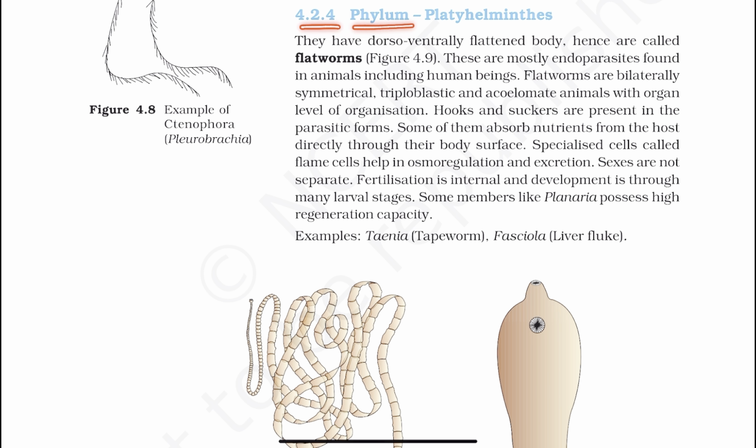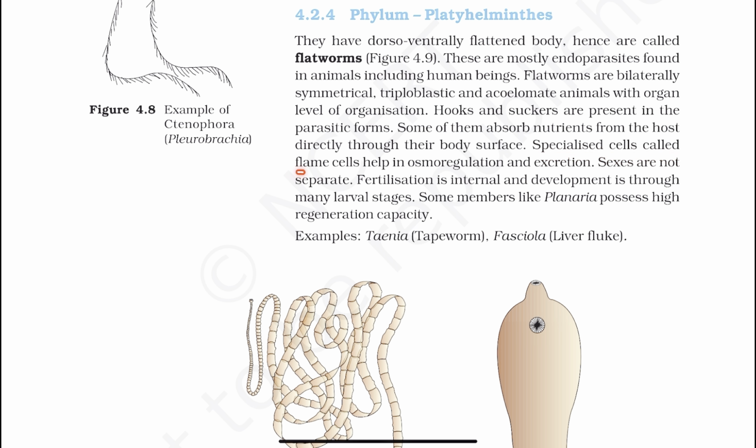4.2.4 Phylum Platyhelminthes. They have dorsoventrally flattened body, hence are called flatworms. Figure 4.9. They are mostly endoparasites found in animals, including human beings. Flatworms are bilaterally symmetrical, triploblastic, acoelomate animals with organ system level of organization. Hooks and suckers are present in the parasitic forms. Some of them absorb nutrients from the host directly through their body surface.